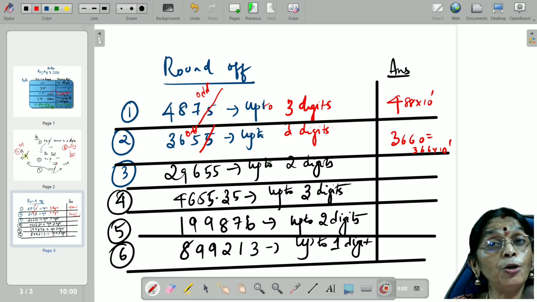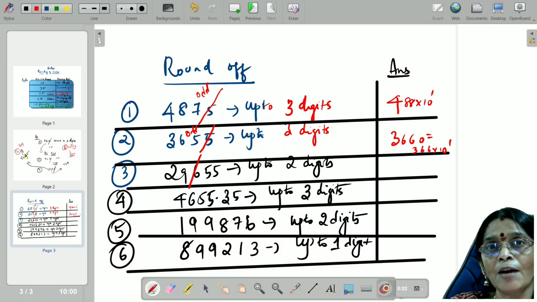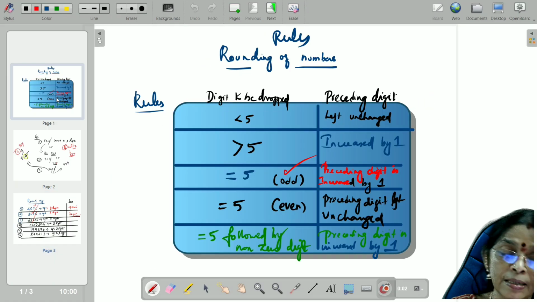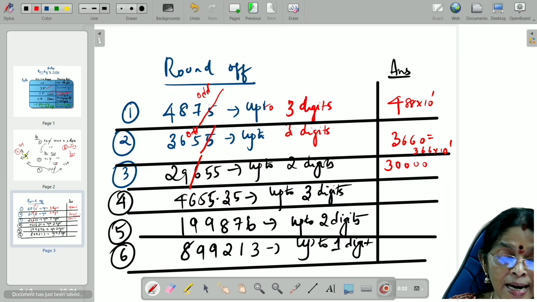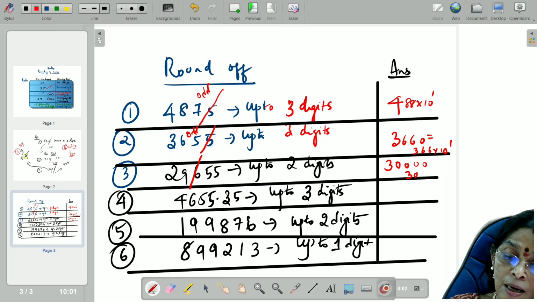Next, up to 2 digits. The digit to be dropped is 6. It is greater than 5. You look at the rules. If it is greater than 5, the preceding digit has to be increased by 1. So if I increase by 1, it is 30. The remaining all put zeros, because the value should not change. 29,655 is now 30,000. Or you can write it as 30 into 10 power 3.